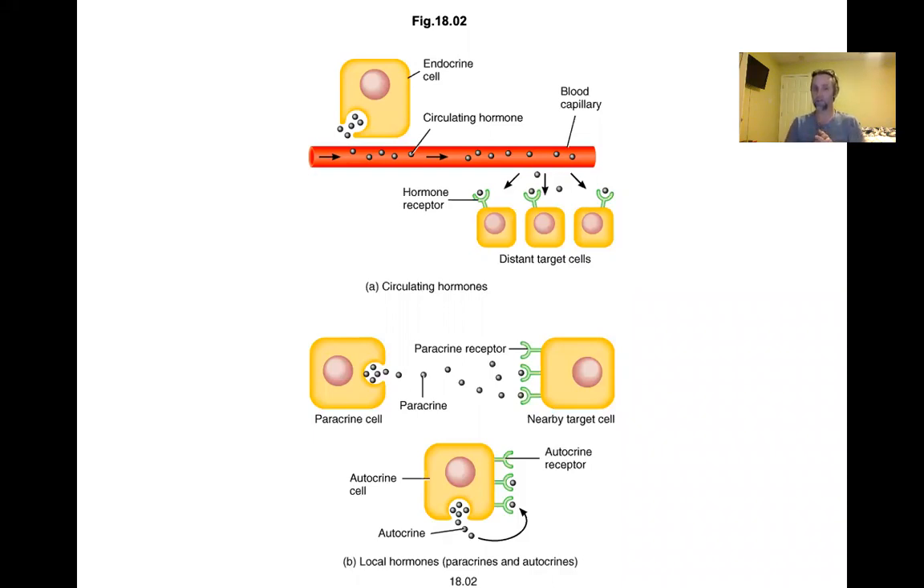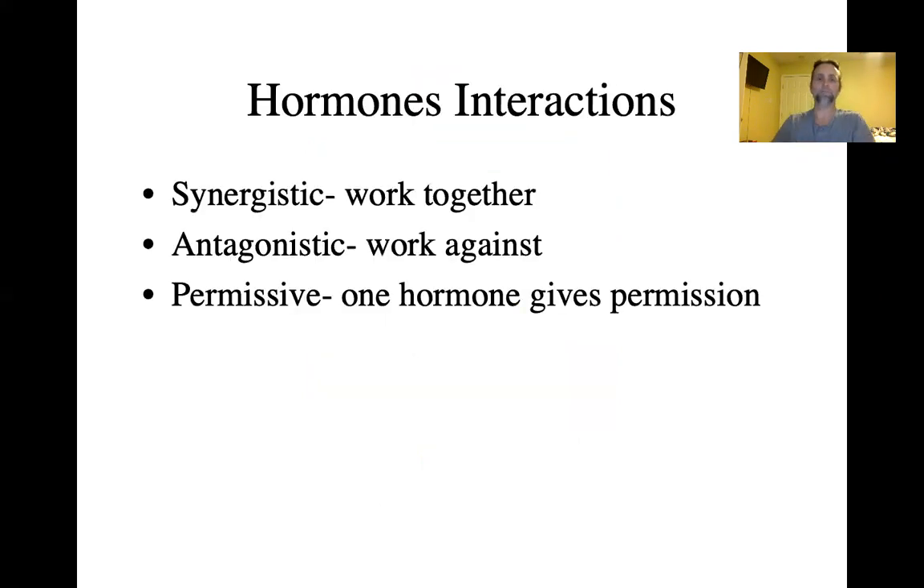So para means near, auto means the same. So paracrine hormones are released and they activate a cell that is nearby, right? Autocrine activates the same cell. And in class, I gave you the example of the heart. The heart releases a hormone called ANP that slows the heart rate.